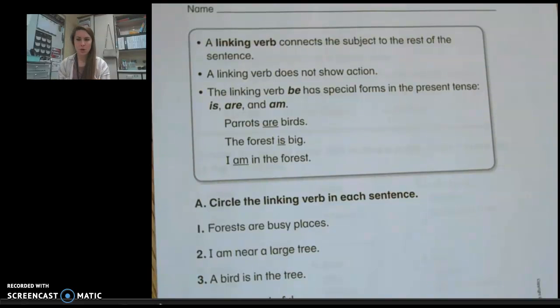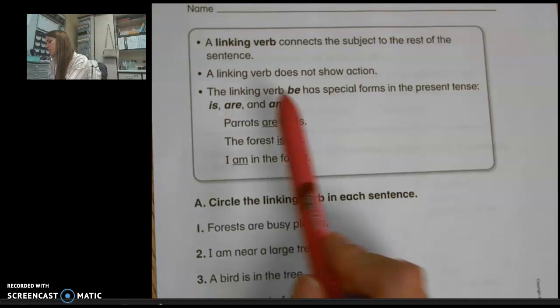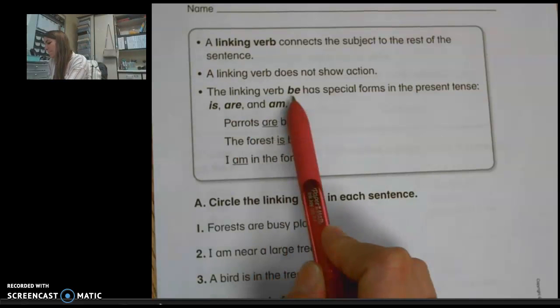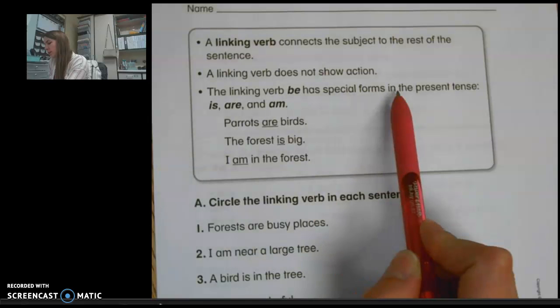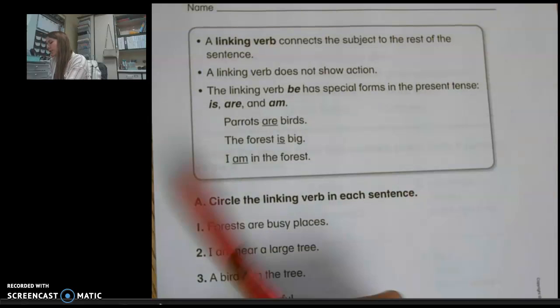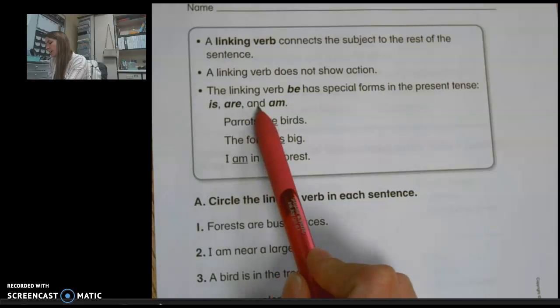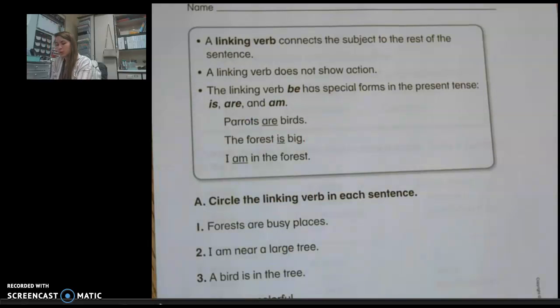So while it may be called a linking verb, and we know a verb is a thing something does, or an action, we know a linking verb is not going to show the action. So it's not going to show what somebody does, like a verb would if you had a verb by itself. The linking verb be has special forms in the present tense, such as is, are, and am. So those are examples of linking verbs.